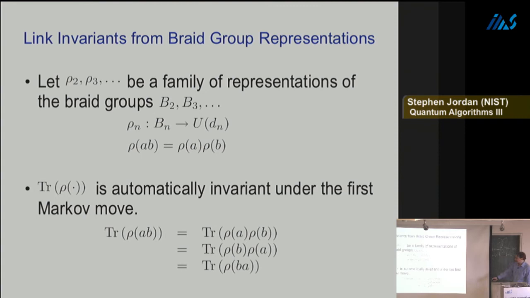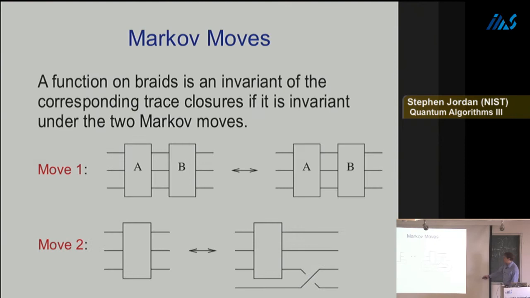If you have trace of rho of AB, by the homomorphism property, that's trace of rho of A times rho of B. And by the cyclic property of trace, that's trace of rho of B times rho of A. And then using the homomorphic property in reverse, that's trace of rho of BA. So that's exactly the first Markov move. If we change the order of two arbitrary braids, then this... The first Markov move is this one, except this should say B and this should say A. These are the two Markov moves, yes.